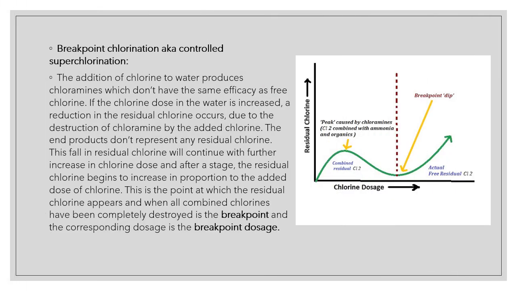This is known as the breakpoint chlorination, also known as the controlled superchlorination. I'm going to explain this using the diagram. When the curve begins, we can see that the chlorine actually increases as we go on increasing the chlorine dosage. This is because the chlorine addition to the water produces chloramines. However, they're not as efficacious as chlorine. So we reach a peak, and then after that peak, as we go on increasing the chlorine dose, that new chlorine is going to break down the old chloramine that was already in the water.